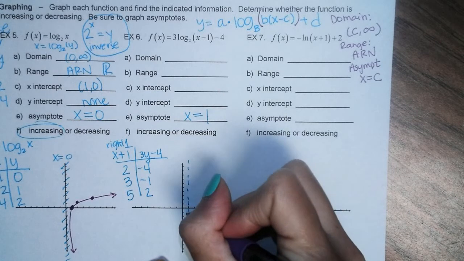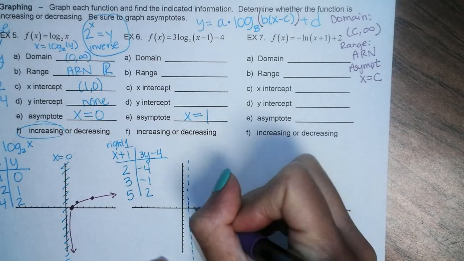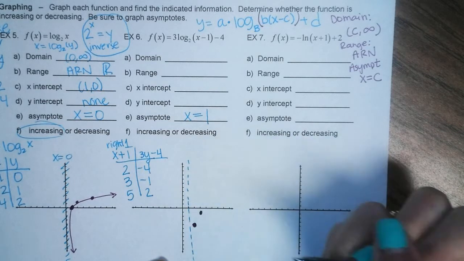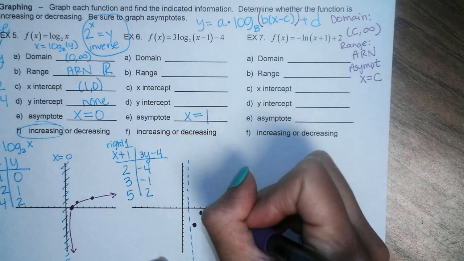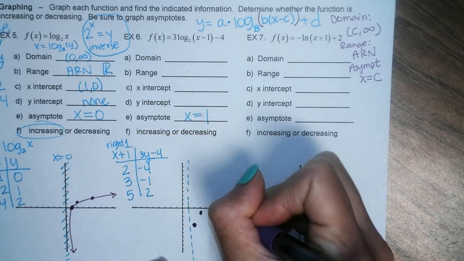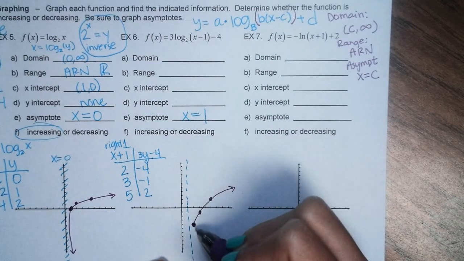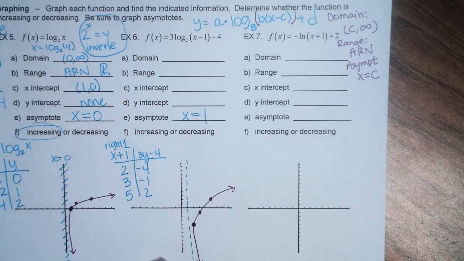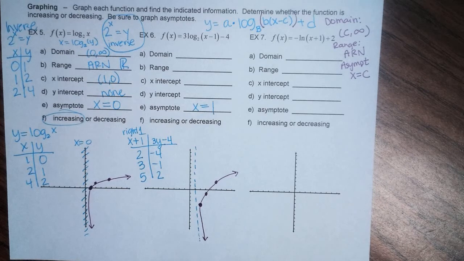2, negative 4. 3, negative 1. 5, comma 2. So it's going to look like this. It's been vertically stretched. So it's going to look like that.